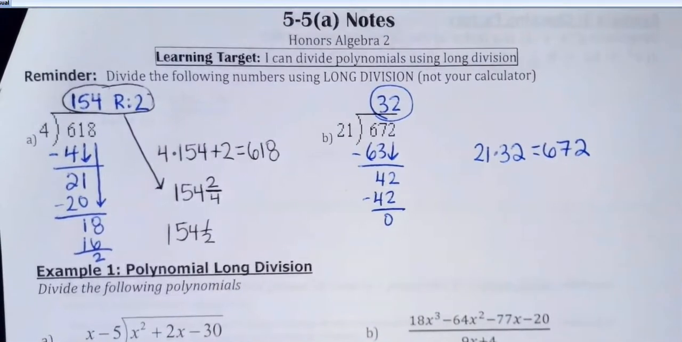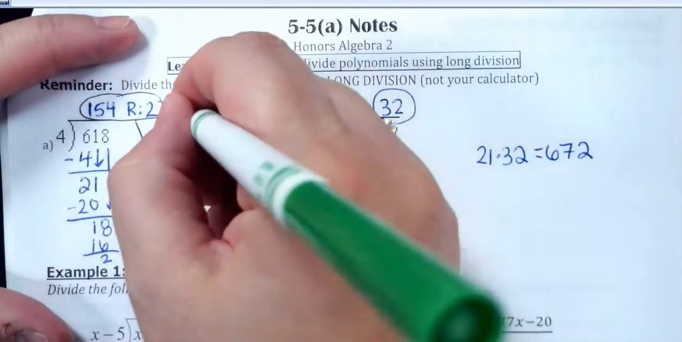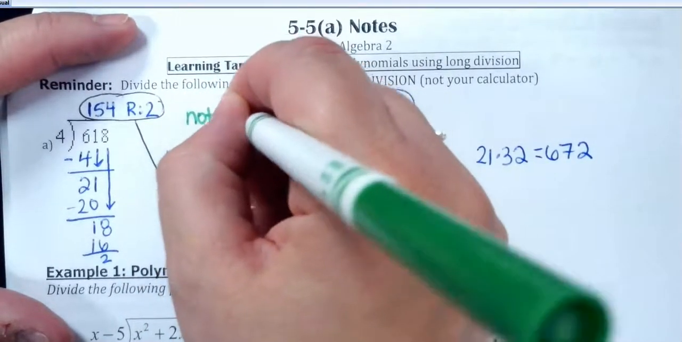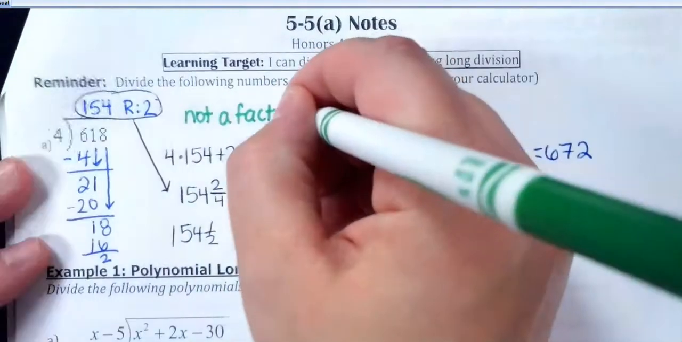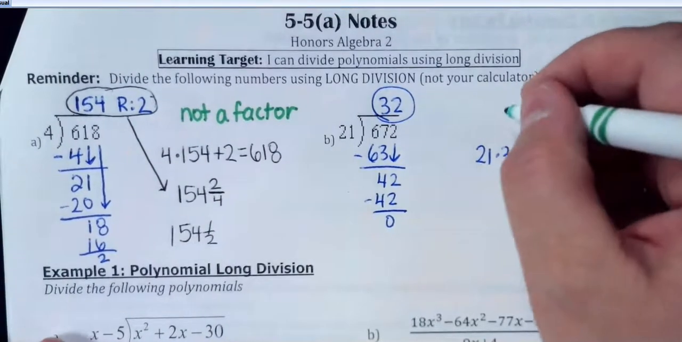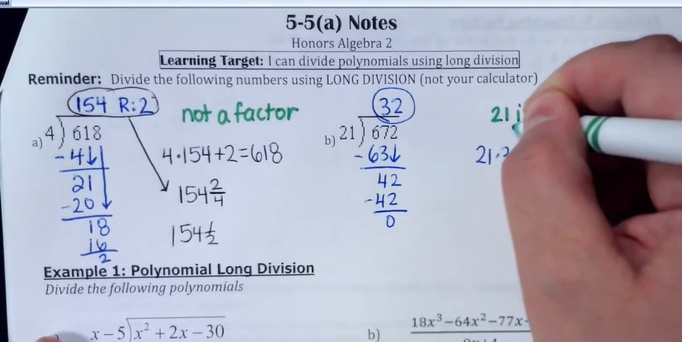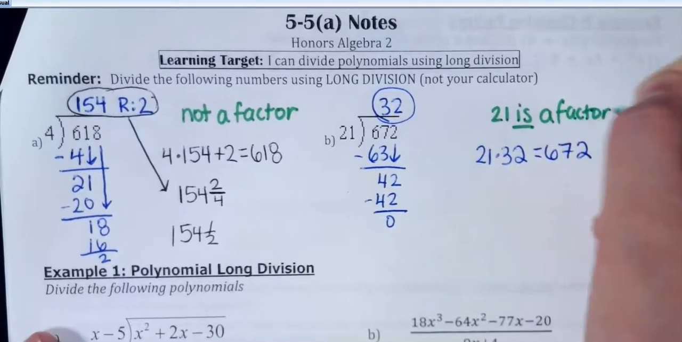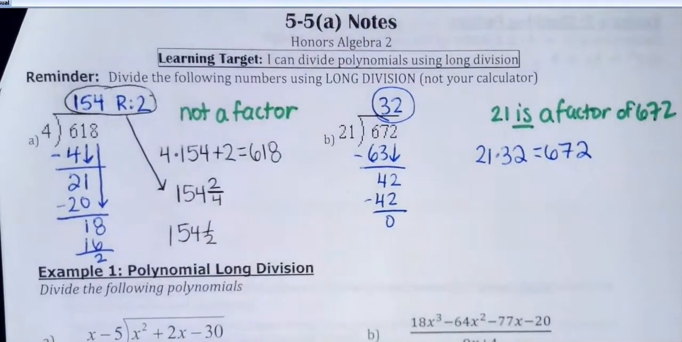Okay, now I'm just going to write a little note for both of these. Now, if you have a remainder, that means 4 is not a factor of 618 because there was a remainder there, right? This one means 21 is a factor of 672 because that divided in evenly. I didn't have a remainder. So there's a couple questions that are going to ask you if something's a factor. So if you have a remainder, it's not a factor. If you don't have a remainder, then it is a factor because it divides in evenly.